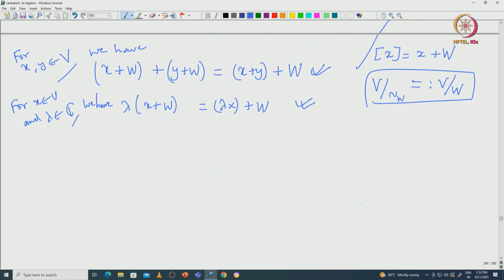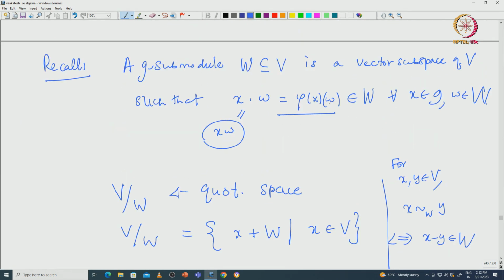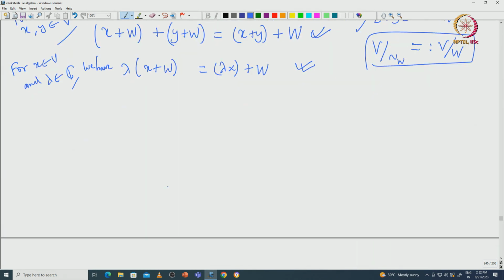Now once you have this quotient space, one can try to define an action of G on this quotient space, using the data. What is the data given? V is already a G module, and W is given to be a G submodule.